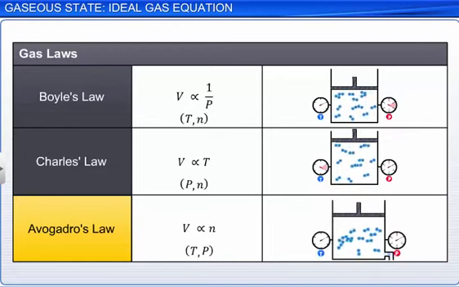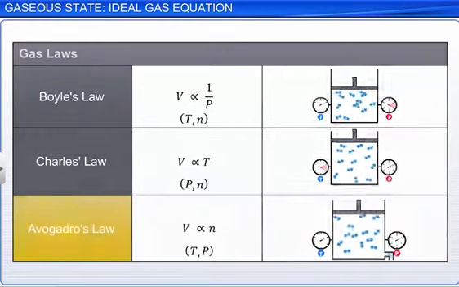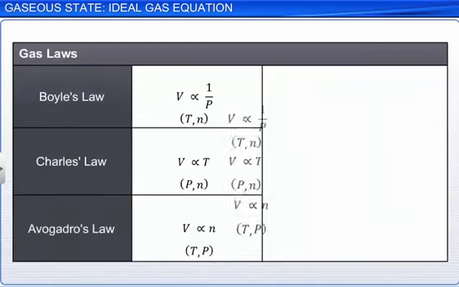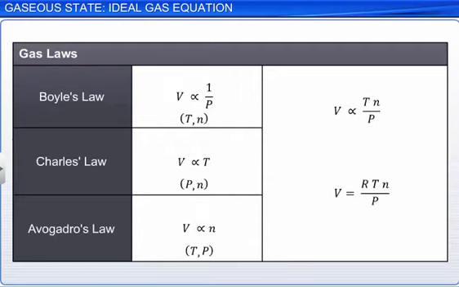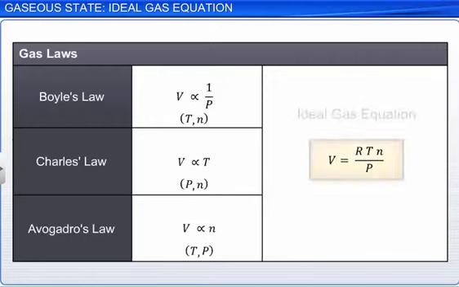On combining these three laws, we get the ideal gas equation. However, when we introduce a constant of proportionality, R, then the equation can be written as V is equal to R into N into T divided by P. Here, R is known as the universal gas constant.